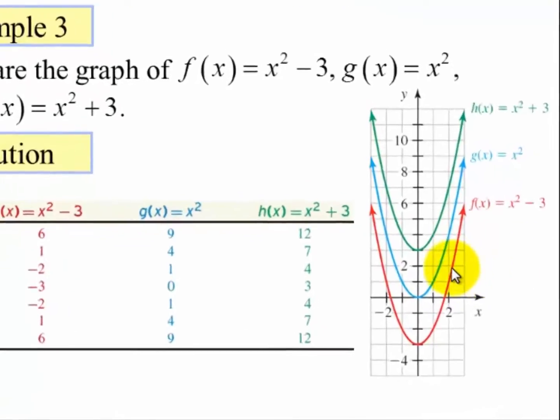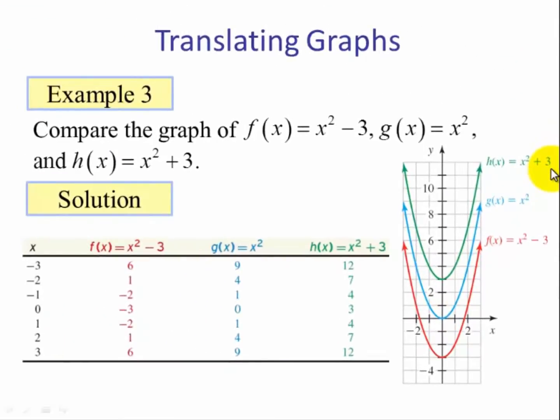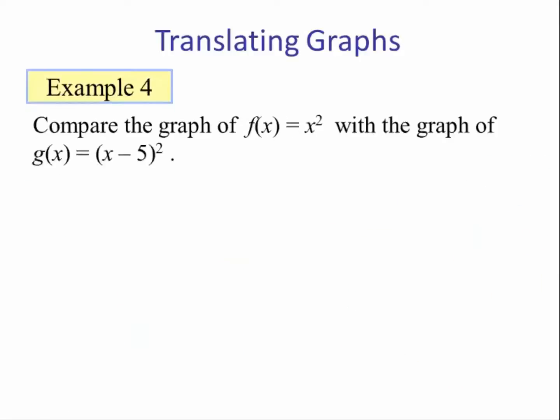Plotting these, we can see for f of x, the vertex now has been moved down 3 units because we are subtracting 3. And for h of x, the vertex has been moved up 3 units. So when we add or subtract from x squared, we call this a vertical translation. Either it's going to go up or it's going to go down. Let's do another example.